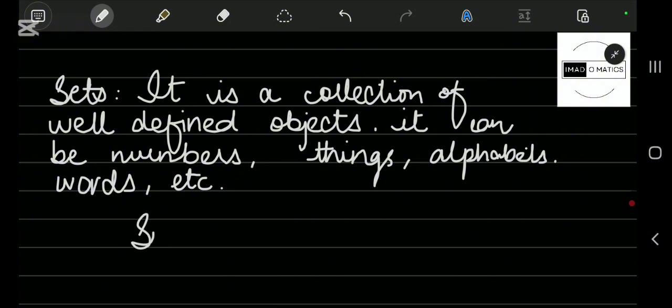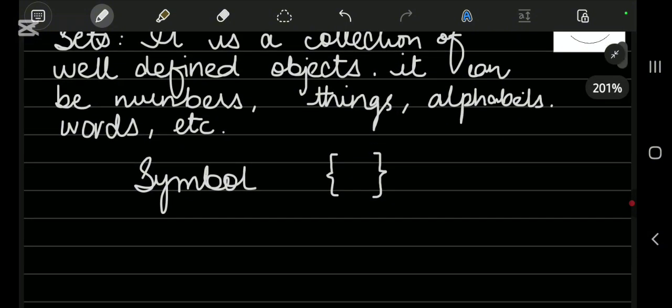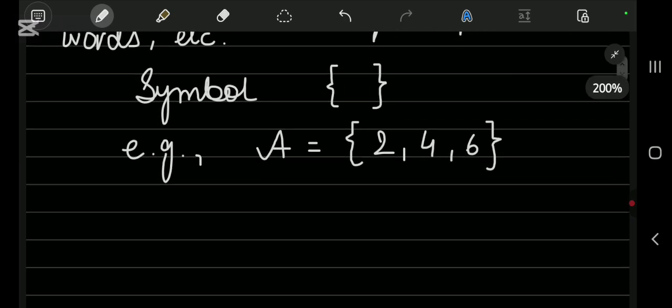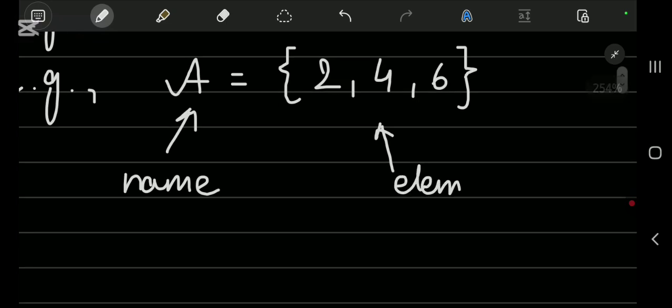The symbol for sets is these curly brackets. All the elements of your set are written inside the curly brackets. So for example, A is a set of even numbers less than 8. So 2, 4, 6. Less than 8 means 8 won't be included. So how do we represent it? We write the name of the set with a capital letter, then we use the curly brackets, and inside them we write the elements of the set.